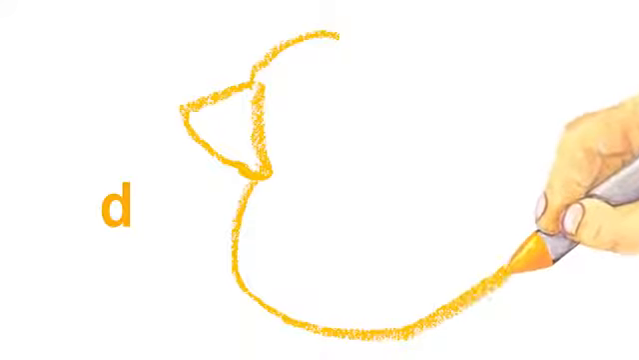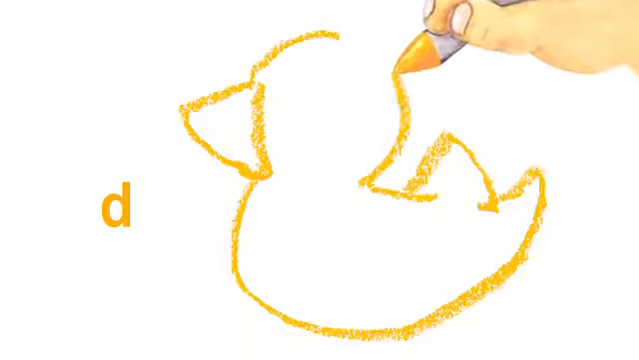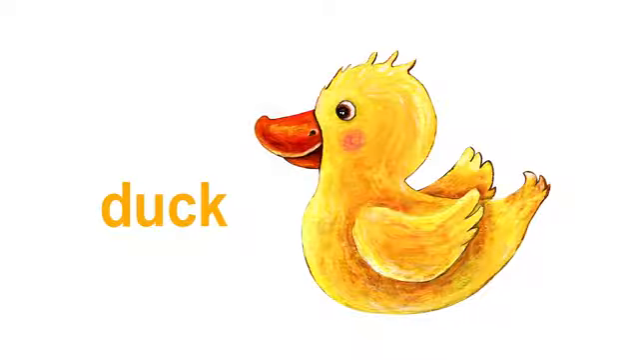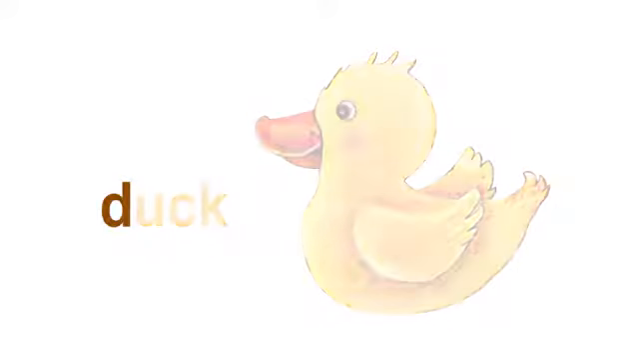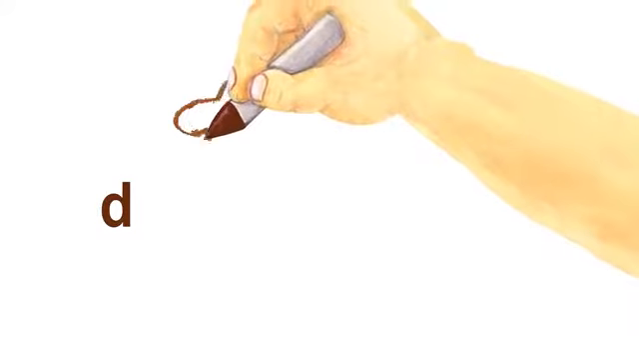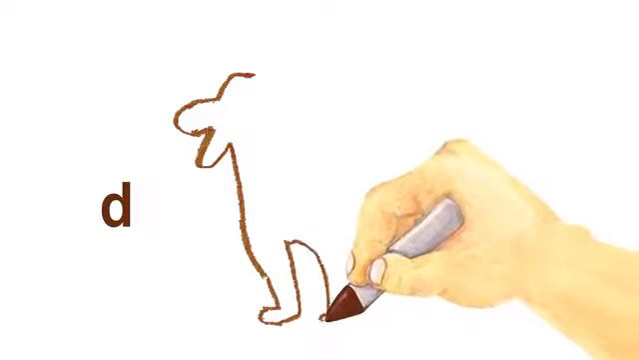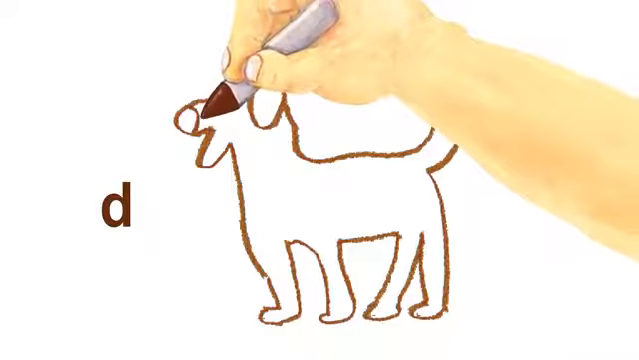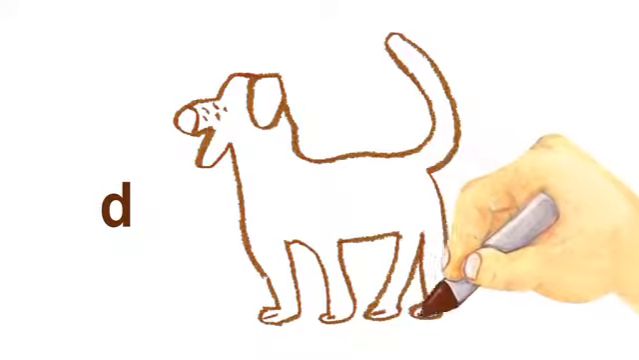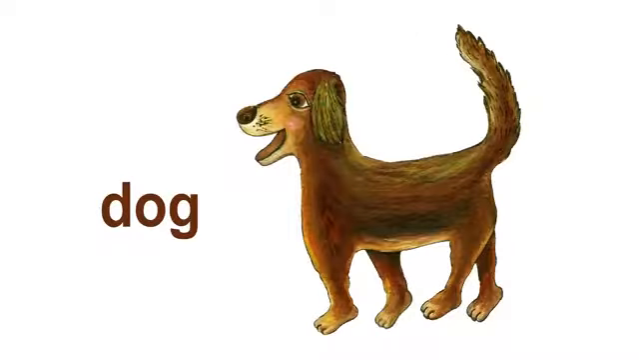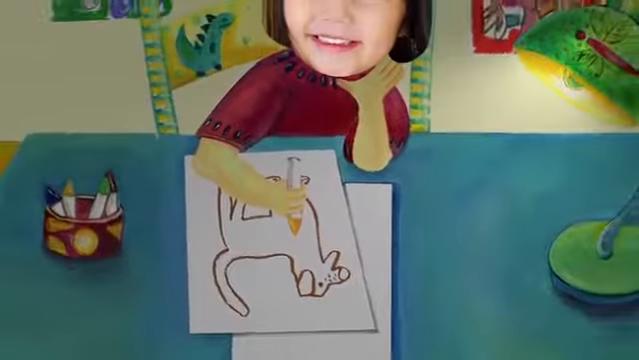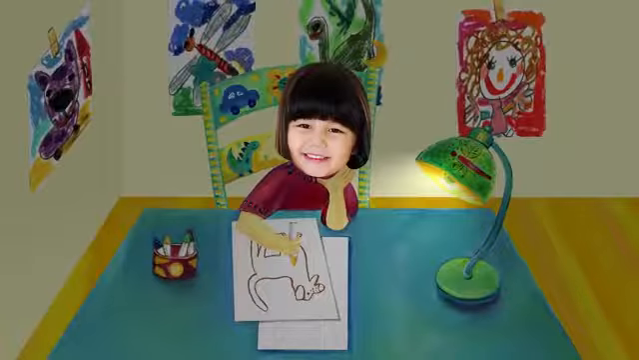Let's draw another one starting with D. What about this? This is a duck. Quack, quack. How about this one? This is a dog. Woof, woof. Let's see who's been drawing all these pictures. That's Daisy. Daisy's been drawing all the pictures.